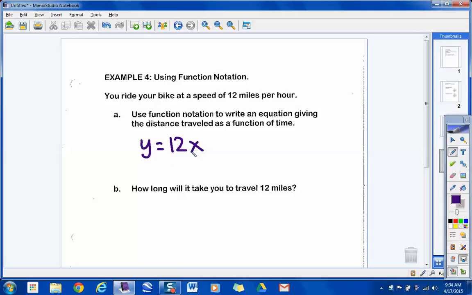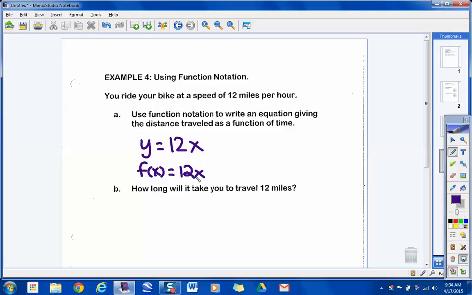They're going to come back and say, put it in function notation. You might say f of x is equal to 12x. Again, I just replace y with what? F of x.